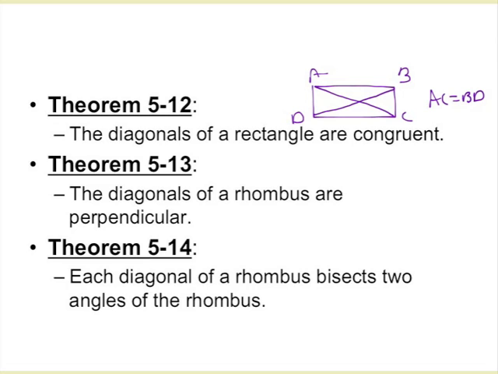Theorem 513 says the diagonals of a rhombus are perpendicular. So I have a rhombus, and it says the diagonals should intersect at right angles. We can see that's not necessarily true for any general parallelogram. It's not true in my drawing of a rectangle up there. We can see in those angles in the middle, we definitely have some bigger angles and smaller angles. But in a rhombus, the diagonals will intersect at right angles.